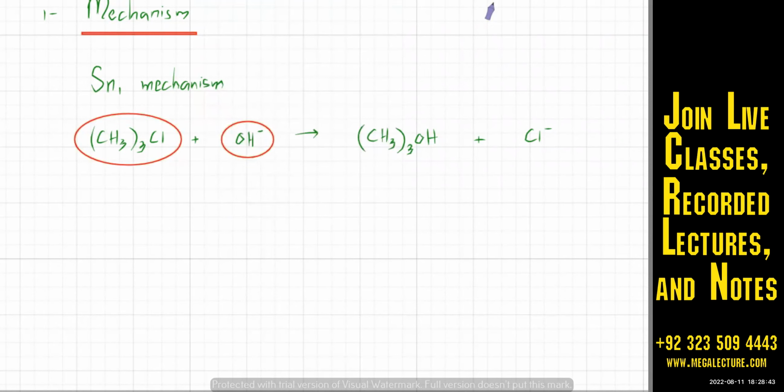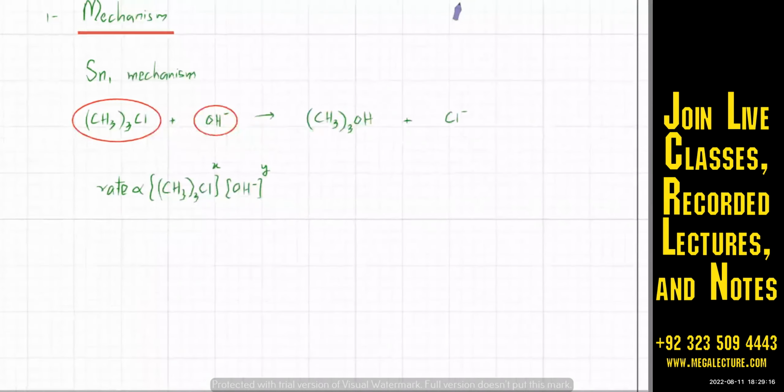So obviously we know that the rate of the reaction will depend on these two things. We know that the rate equation will be proportional to the concentration of the halogenoalkane, and at the same time, proportional to the concentration of OH minus. We just don't know what X and Y are. So we're going to try and figure out X and Y, the orders of the reaction, by focusing on the mechanism.